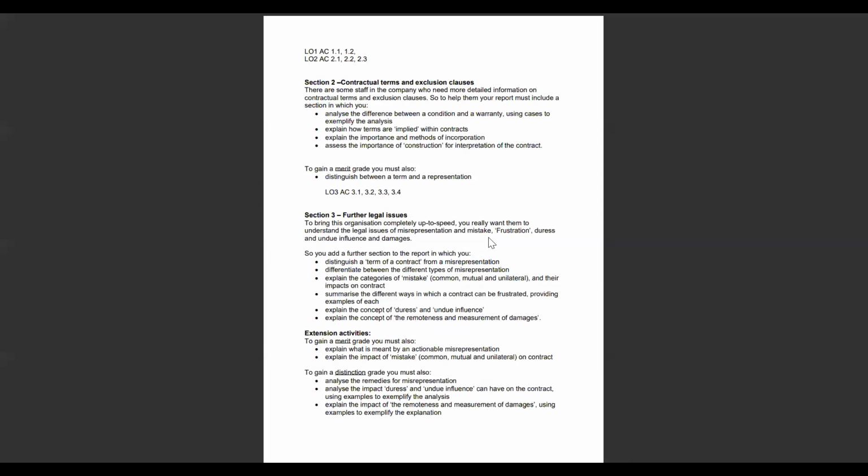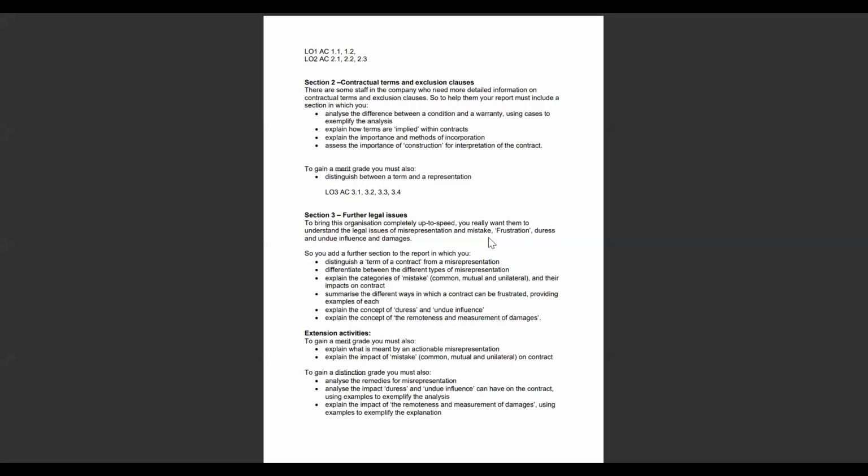And that would be learning outcome 1, AC 1.1, 1.2, learning outcome 2, AC 2.1, 2.2, and 2.3. Make sure that you have got headings for each area that you are completing, and also headings for the extension activities, so that the person marking it understands where you have completed the extension activities.